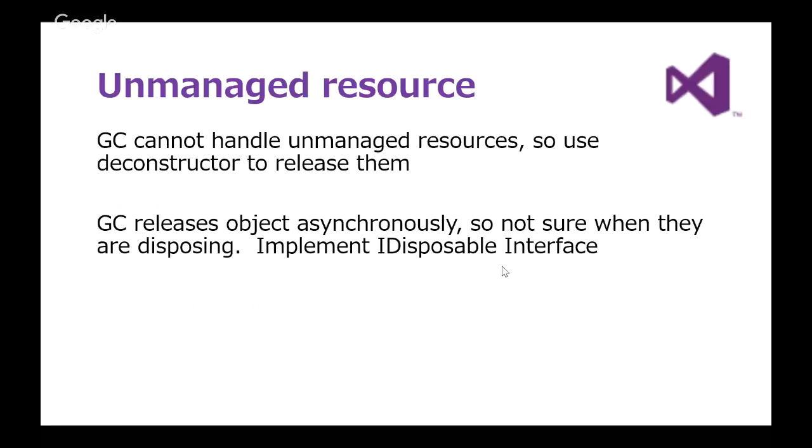So as a developer, if you are using an unmanaged resource, you are the one who has to release it explicitly. Okay. So the garbage collector releases objects asynchronously, so you're not sure when they are disposed. From the developer's point of view, as soon as you no longer reference an object, you assume the object will be deleted, which is not true because the garbage collector may run right now or may run later, right? And so you can implement a disposable interface to make some work.